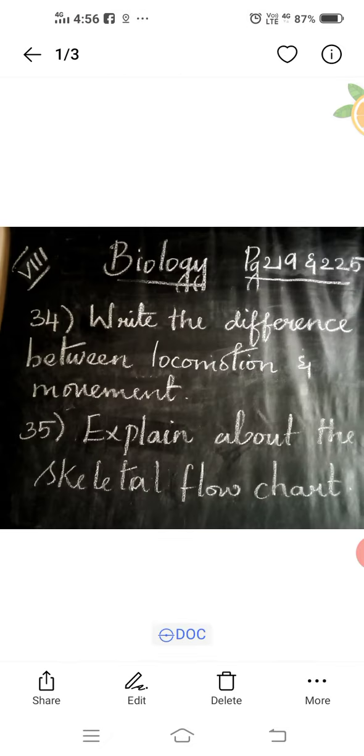Next, write the difference between locomotion and movement. You are going to differentiate and write it. Explain about the skeletal structure flowchart. The flowchart, the way it has been taught, the same way you have to draw and submit. Clear, children? Thank you.